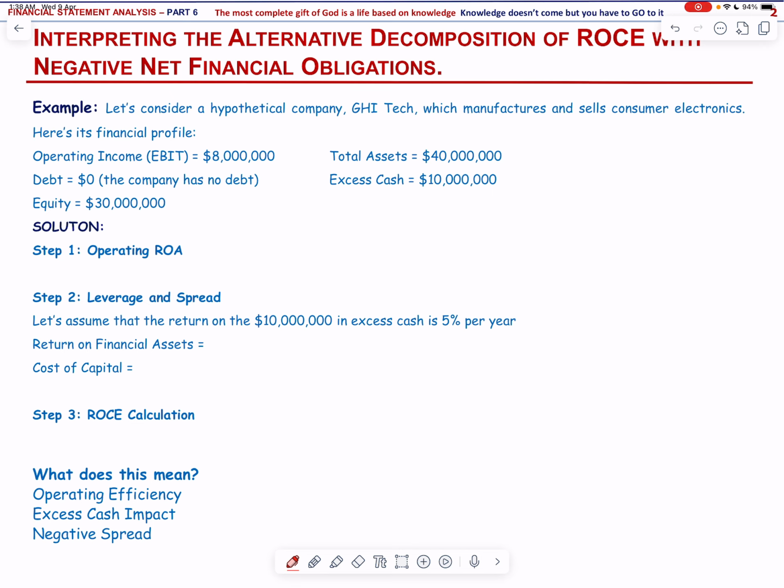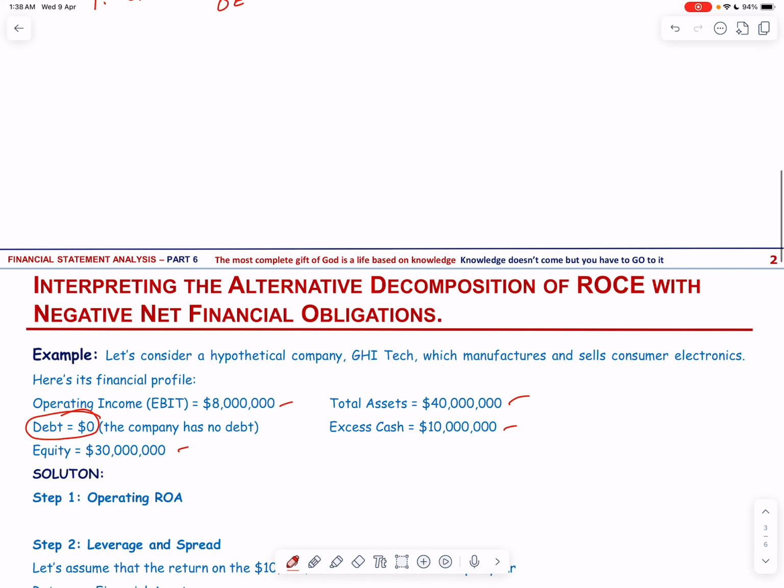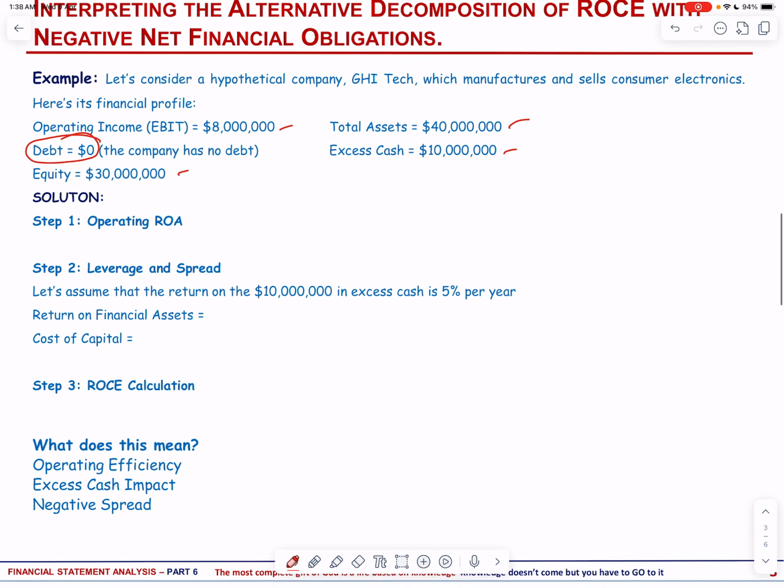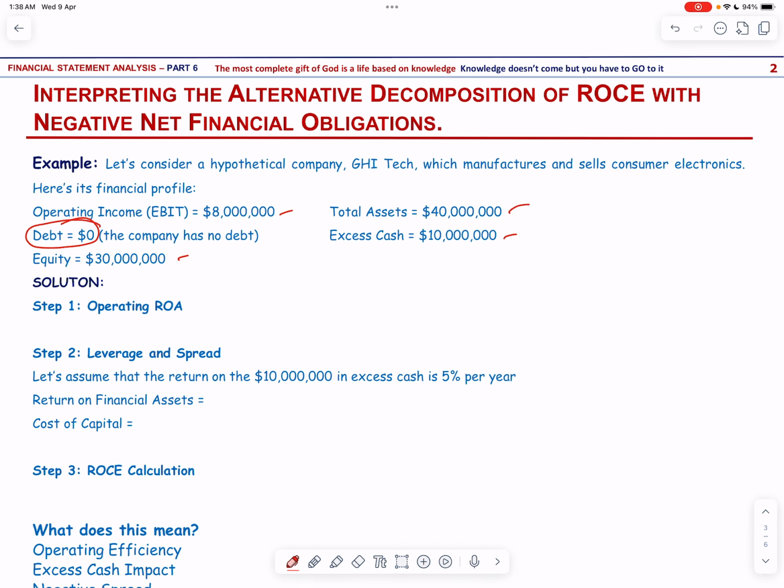We have the operating income, we have total assets, debt is 0, excess cash is 10 million and equity is 30 million. So the first step, as you can see, is we have to look into the ROA, return on operating assets. So let us calculate the ROA.